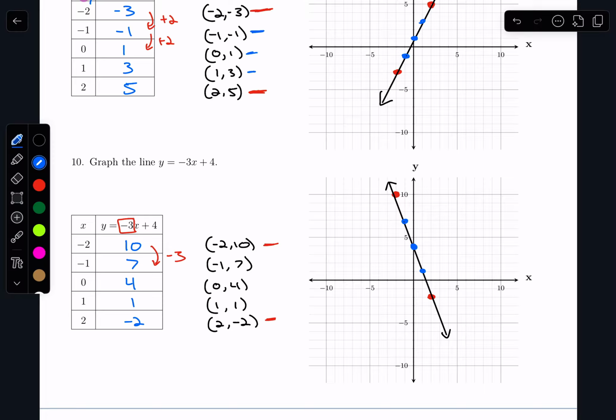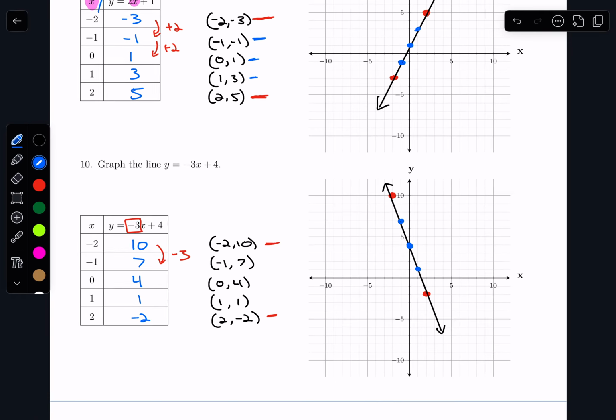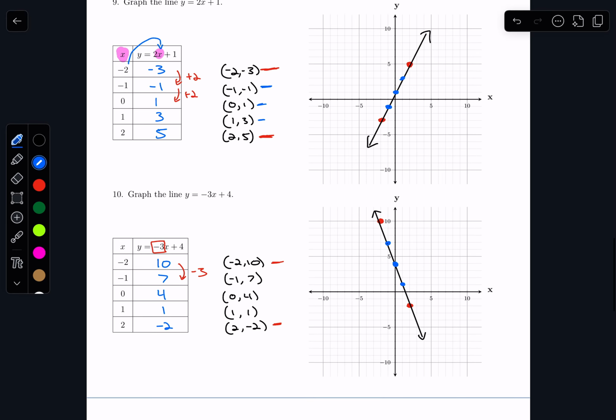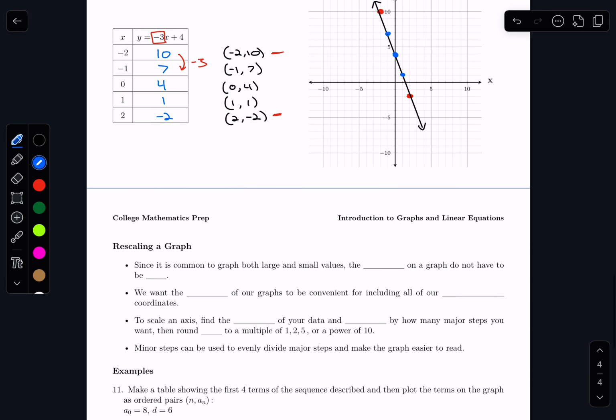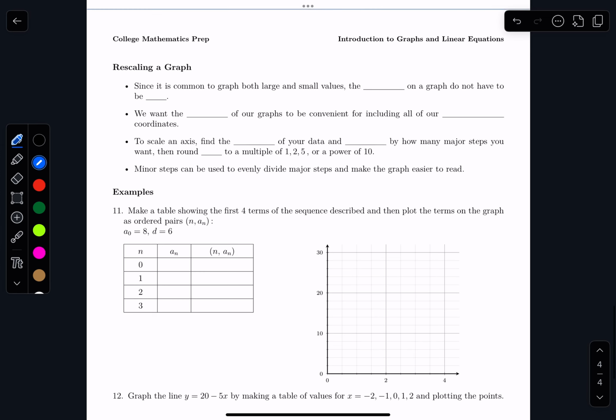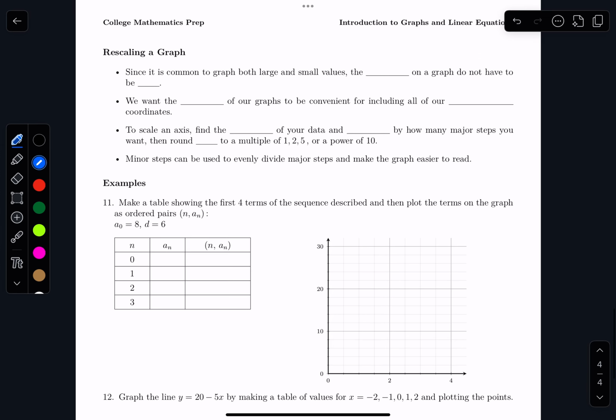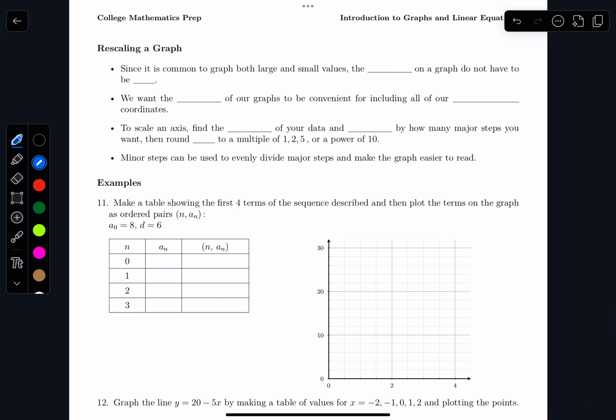All right, so now, last thing we're going to talk about in this one is scaling a graph. Notice these 2 graphs both go from -10 to 10 on both the x and y axis. That's because I gave us convenient things to graph. But that's not always going to be the case, okay? Sometimes you're going to graph things that just don't look that nice. And so what we need to do in that scenario is rescale the graph. So notice the graph on the screen now, the x-axis goes from 0 to 4, but the y-axis goes from 0 to 30.